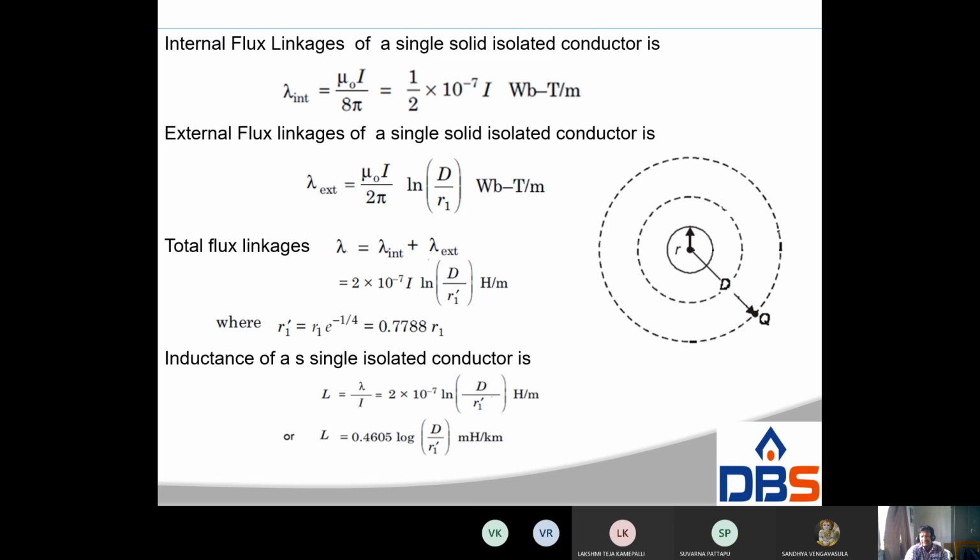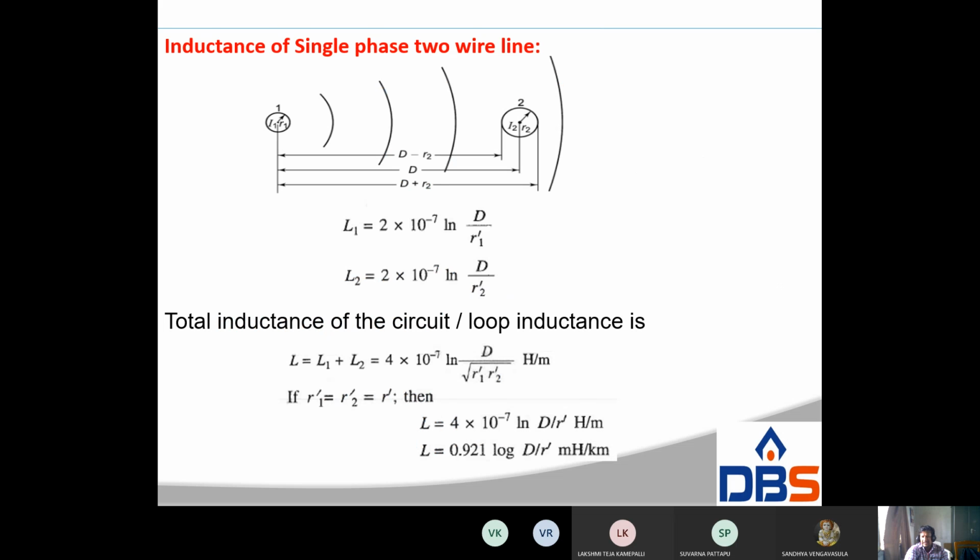Inductance is nothing but 2 into 10 power minus 7 ln d by r dash Henry per meter, otherwise 0.2 ln d by r dash millihenry per kilometer. Suppose in a loop, inductance: this single conductor L1, second conductor L2, total loop L1 plus L2.